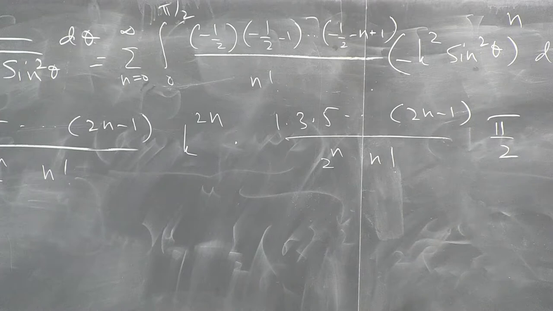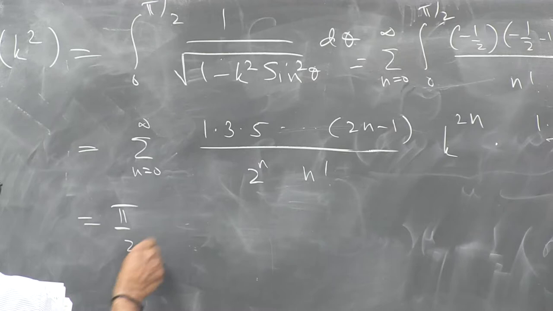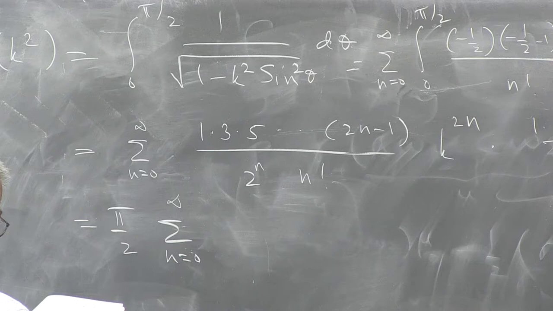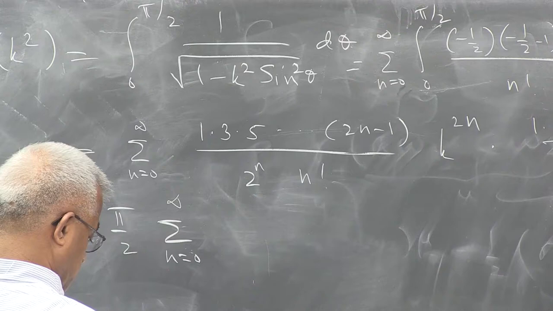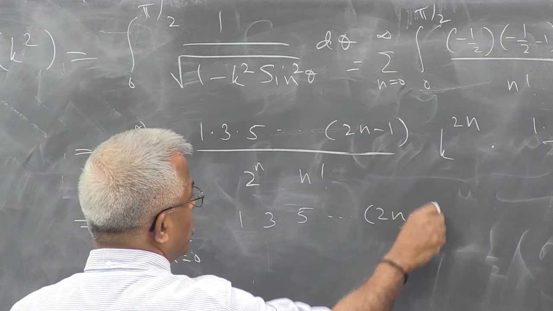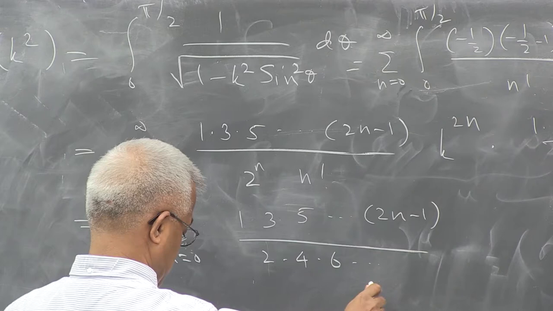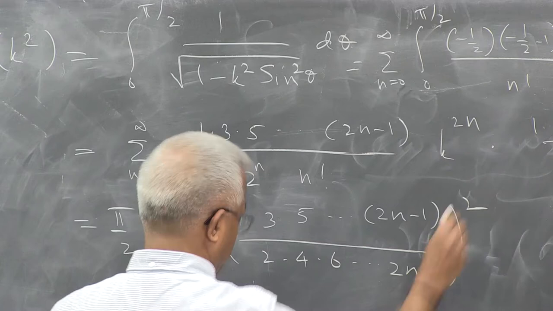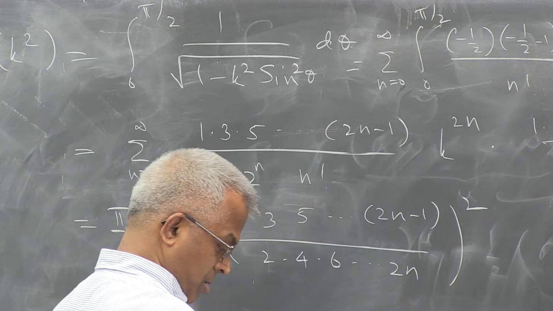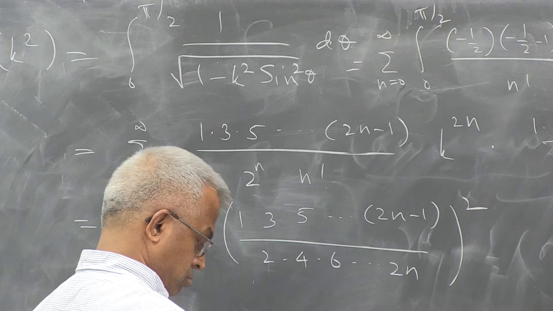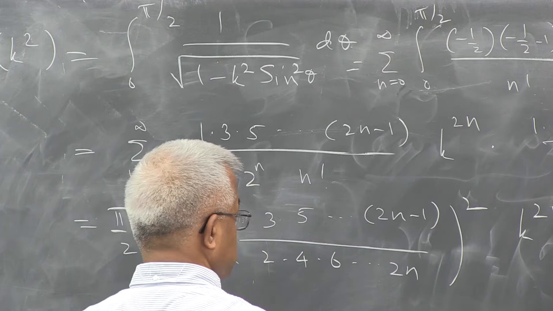So if you put that up together, this is now going to read pi by 2 multiplied by summation n equal to 0 through infinity, 1, 3, 5, etc. 2n minus 1 over 2, 4, 6, etc. up to 2n, the whole squared, k to the power 2n. So this is for the elliptic integral of the first kind.